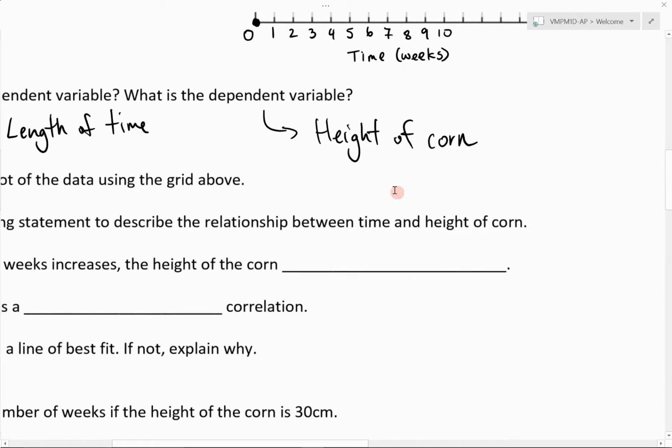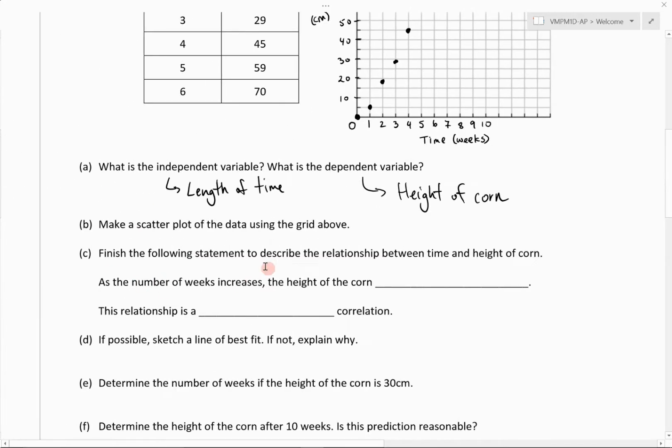Okay, so part C, it says, finish the following statement to describe the relationship between time and height of corn. As the number of weeks increases, the height of the corn increases.